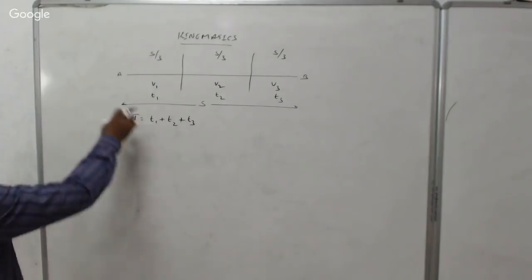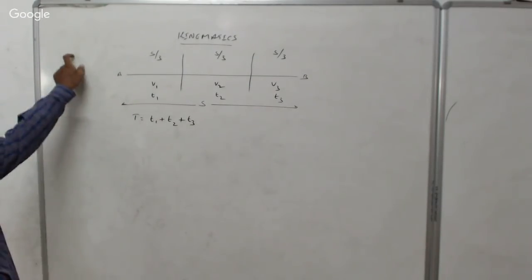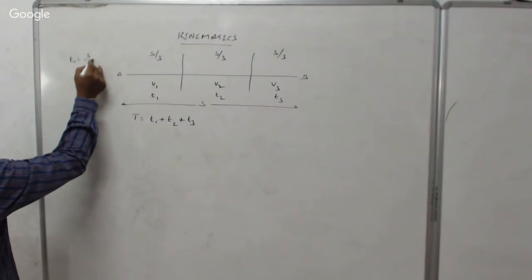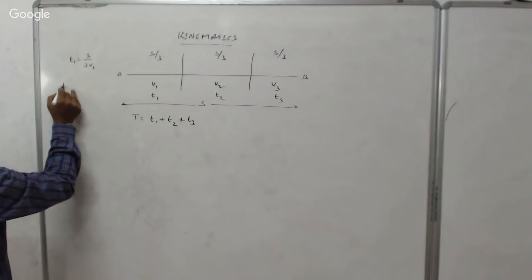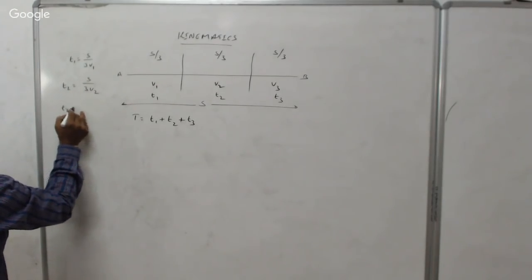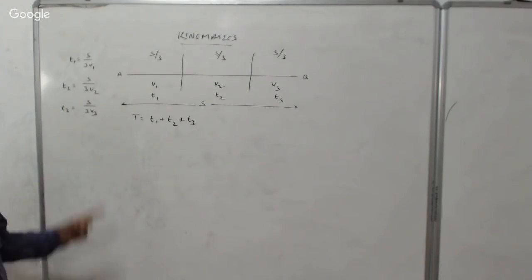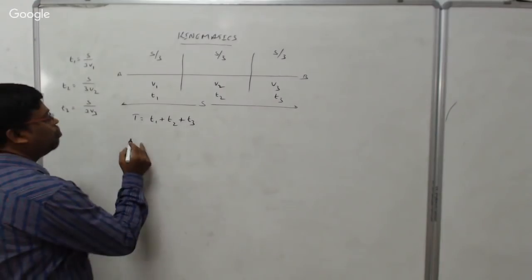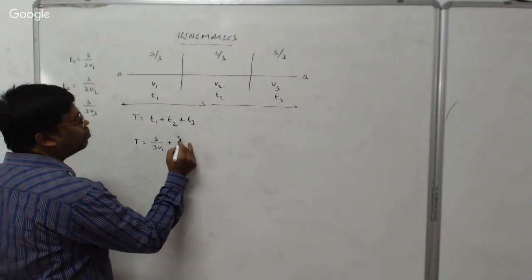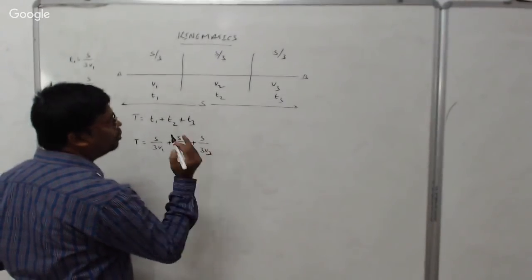Okay. See, I'm going to write the T1, T2, T3 for your convenience here. What is T1? S by 3 V1. T2, S by 3 V2. T3, S by 3 V3. Now substitute the values here. T is equal to S by 3 V1 plus S by 3 V2 plus S by 3 V3.